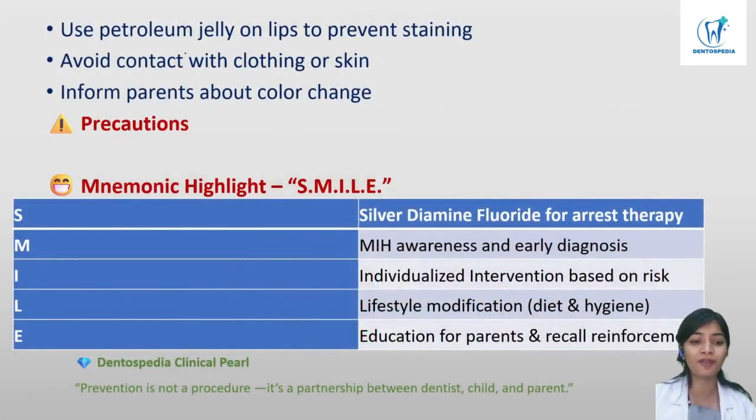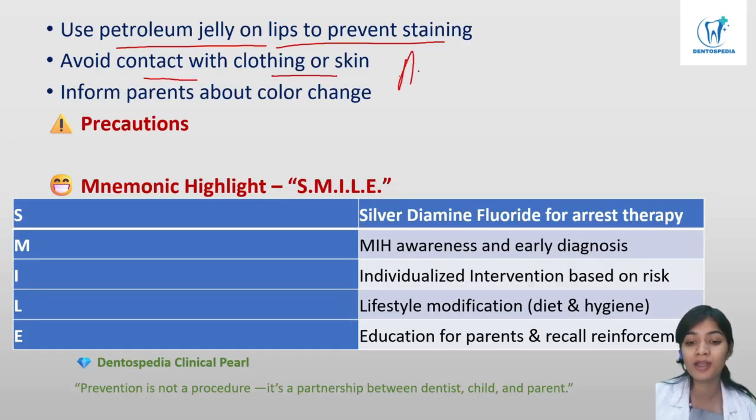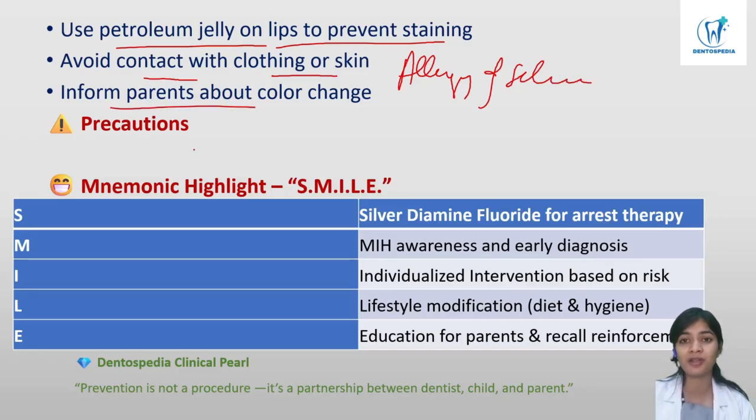So there are some precautions. You have to use petroleum jelly on the lips to prevent staining. You have to avoid contact with clothing or skin because this can lead to silver allergy. You have to inform the parents about the color change.